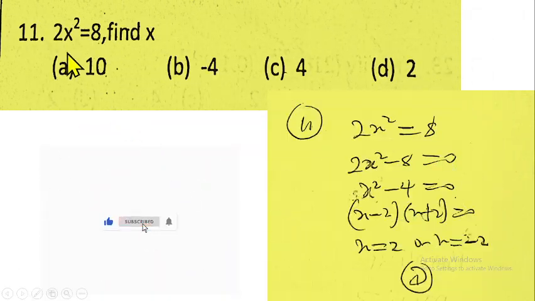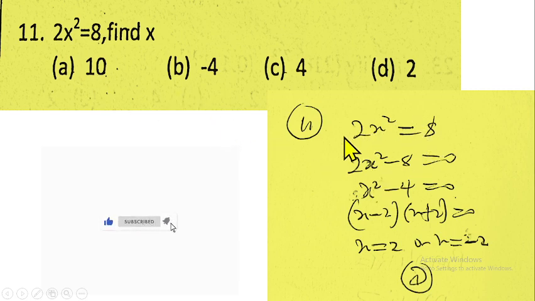Question number 11. You have 2x squared minus 8. You have to find x. So of course there are ways in which you can do this. You can just divide both sides by 2. You have x squared equals 4. Then find the square root of both sides. That should give us the value of x.